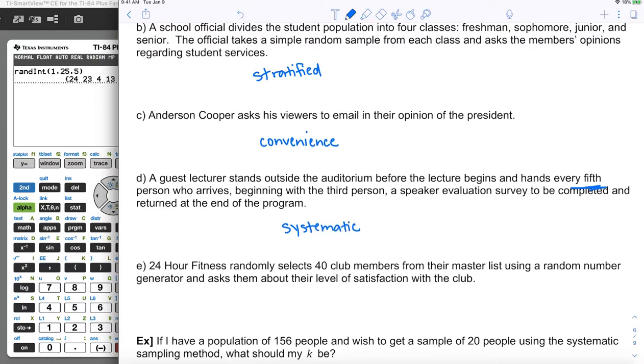E. 24-Hour Fitness randomly selects 40 club members from their master list using a random number generator and asks them about their level of satisfaction with the club. So this has been done just kind of completely randomly, so this would be considered a simple random sample.